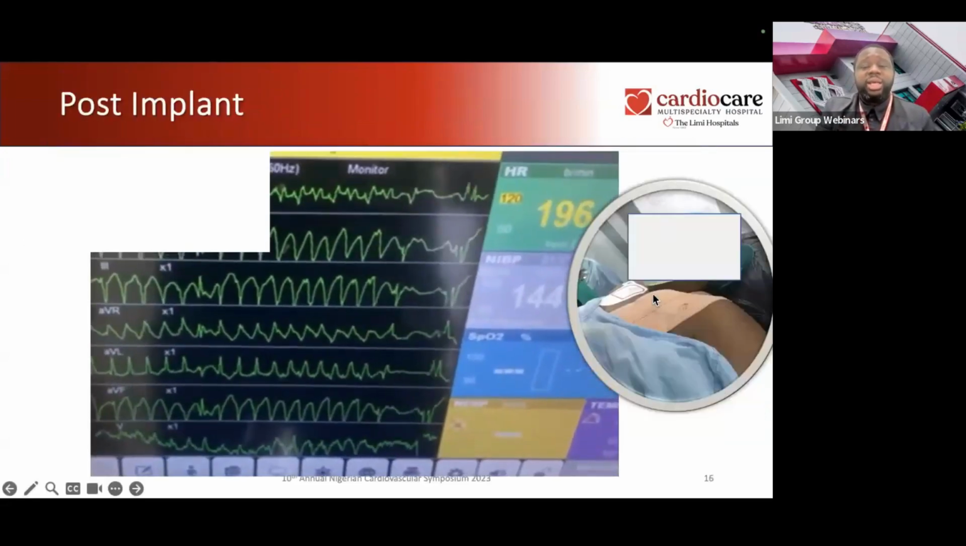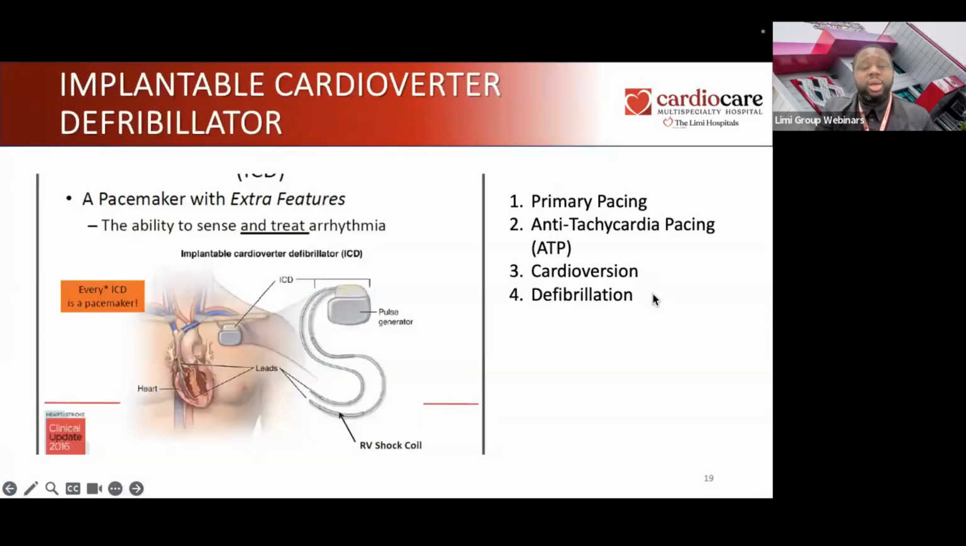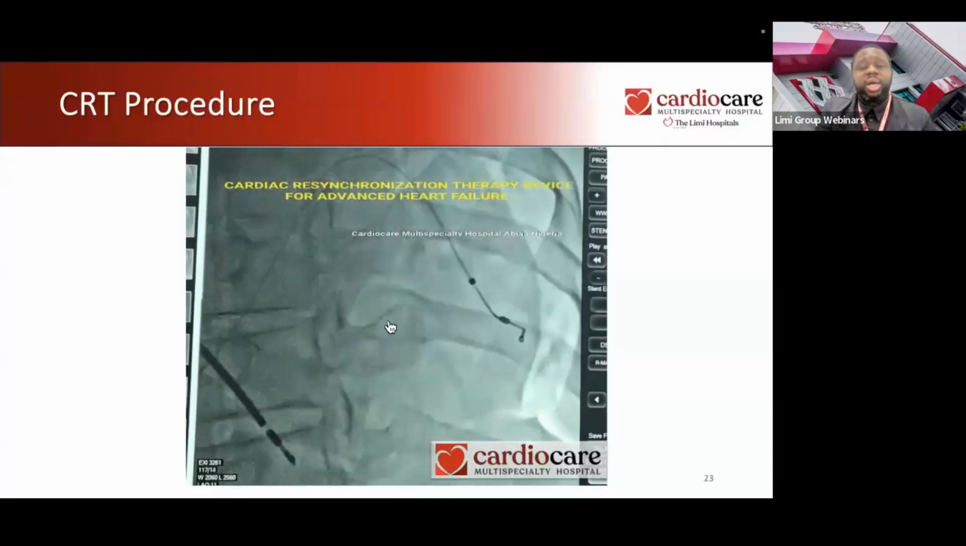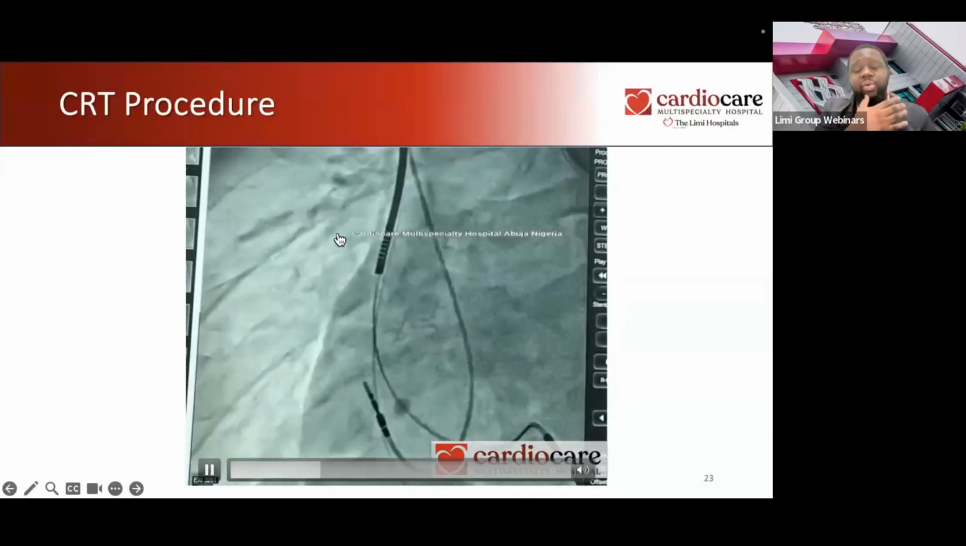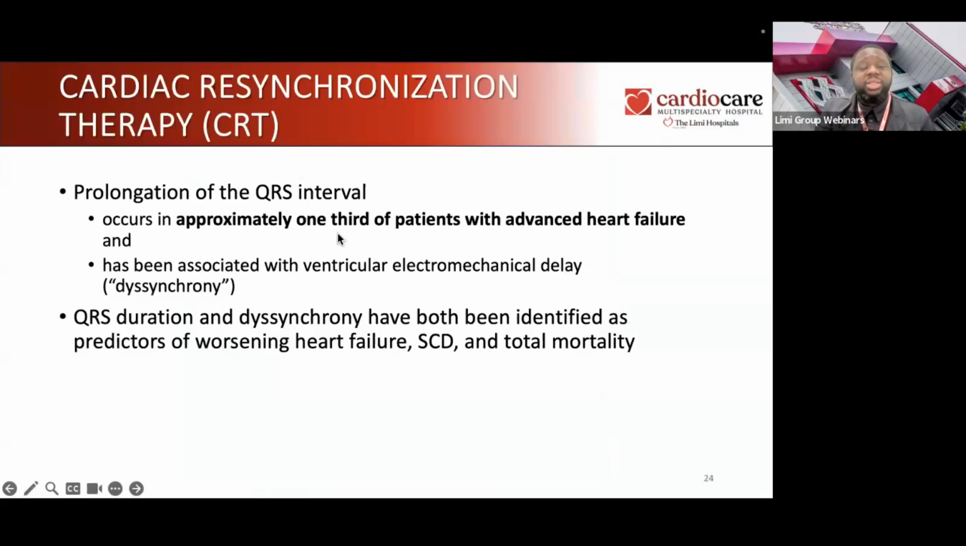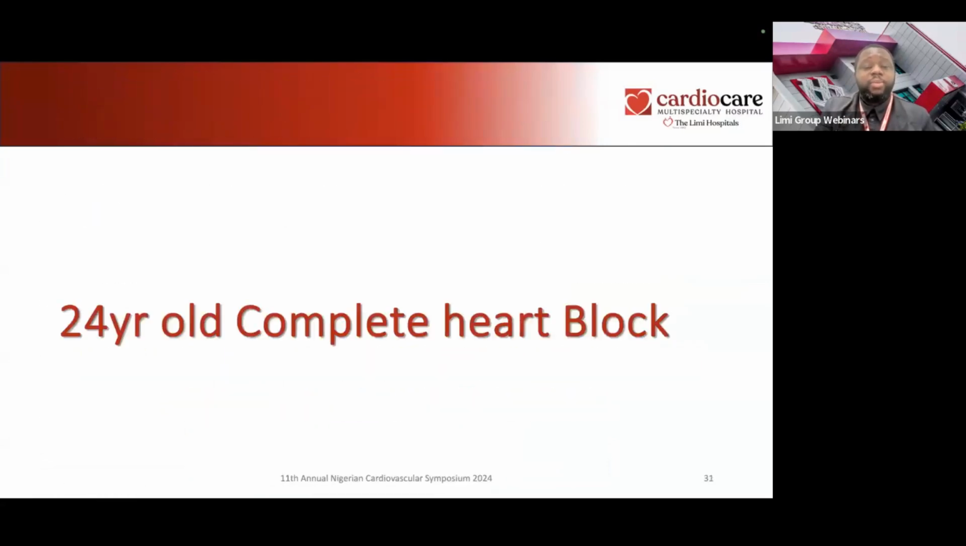And you can see an ICD that helps to prevent sudden death. This is CRT. You can see the wire into the coronary sinus. This is another device that we use for heart failure, typically advanced heart failure.